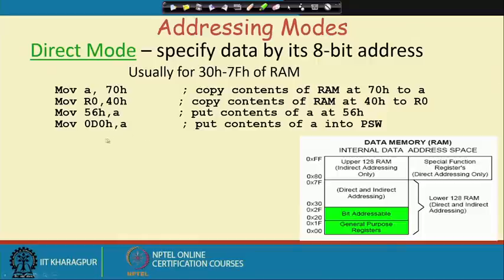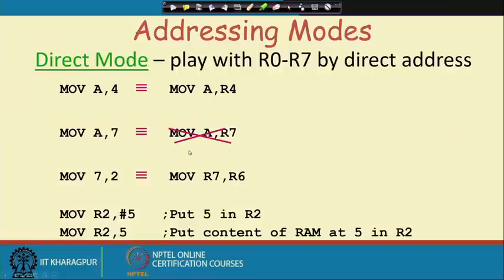Like this one, say MOV 0D0 hex, A. 0D0 happens to be the PSW register. D0 is the special function register address for PSW. So the content of the accumulator will go there; you put the content of A into the PSW register.